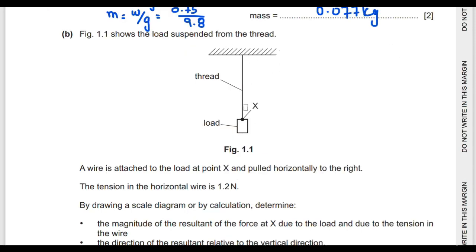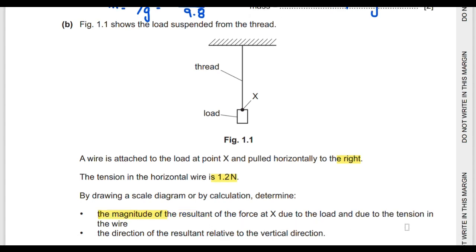So here we have some kind of roof on which we have a string on which a load is connected. A wire is attached to the load at point X and it is pulled horizontally towards the right. The tension in the horizontal wire is 1.2 Newton. By drawing a scale diagram or by calculation, determine the magnitude of the resultant force at X due to the load and due to the tension in the wire, and also calculate the direction of the resultant force relative to the vertical direction.